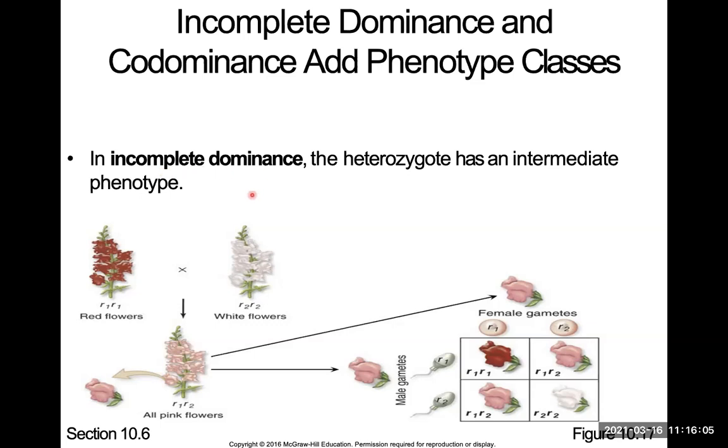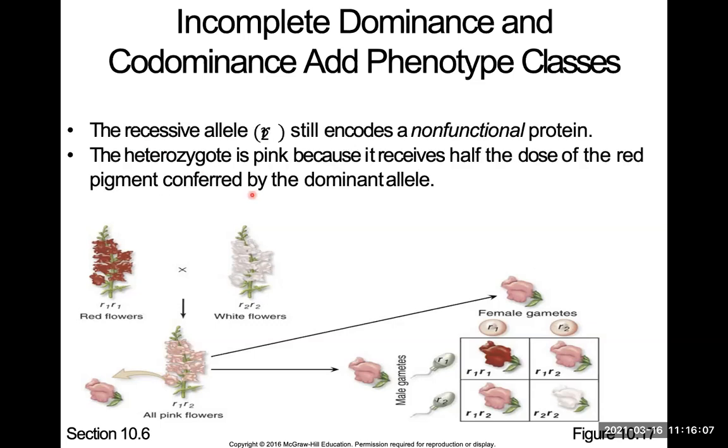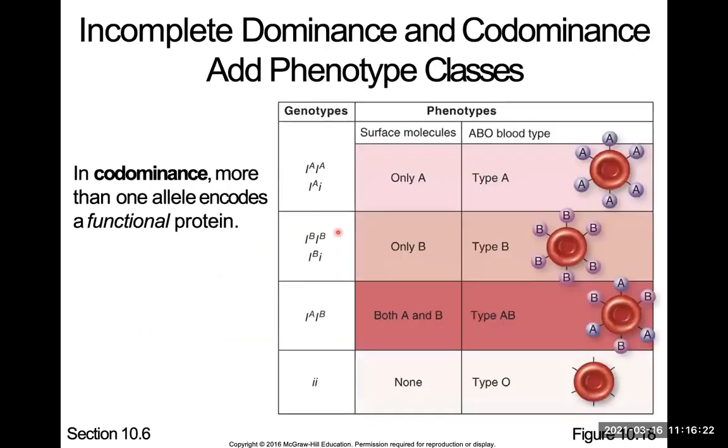Next thing that I have is codominance. So this is saying the heterozygous is pink because it receives half of the dose of the red pigment conferred by the dominant allele. So it just gets half of this. That's why it looks pink. So this is codominance. It's the second thing.